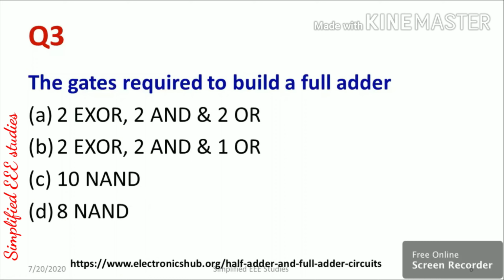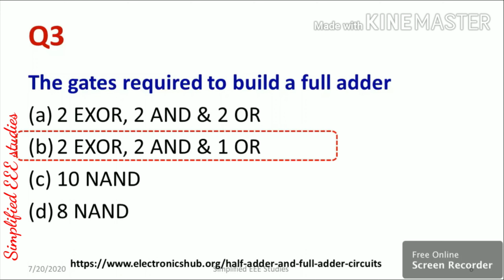The full adder is nothing but the combination of two half adders. In one half adder we require one XOR gate and one AND gate. Then I need to add these two half adders. For that purpose, 2 XOR gates and 2 AND gates will be there. Apart from that, to add those two combinations, we need one OR gate. Therefore, I can go for option B. So this is the way how to analyze regarding full adder.